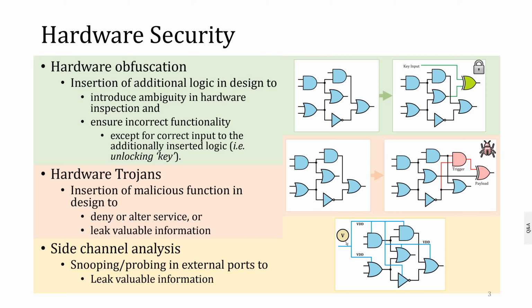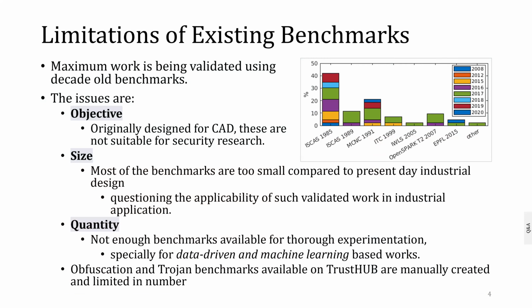Another threat is side channel analysis, where an adversary can snoop into the power lines to leak secret information from inside of this IC. Now let's look into the problems these hardware security features are facing right now. The majority of the work that has been done in these fields is being validated using very old benchmark circuits. We have looked into some very popular, most cited papers in obfuscation and attacks, and all these papers have been published between 2008 and 2020.